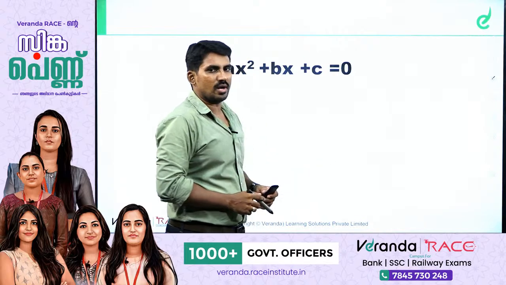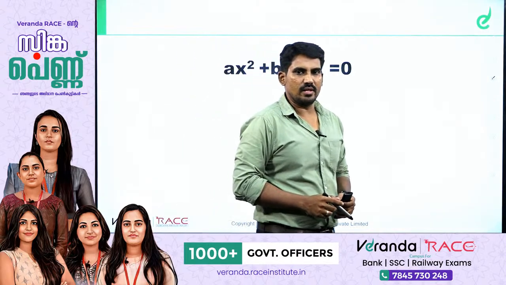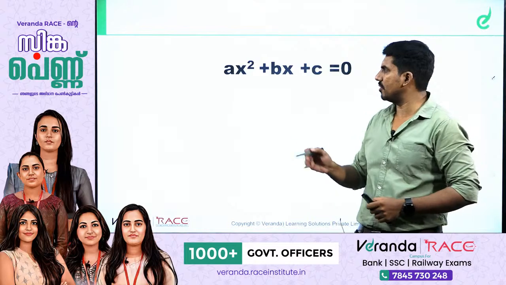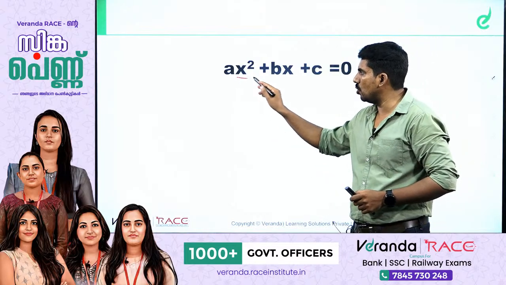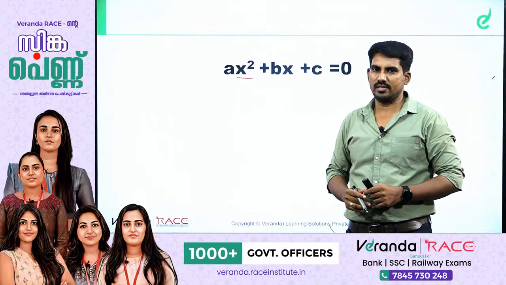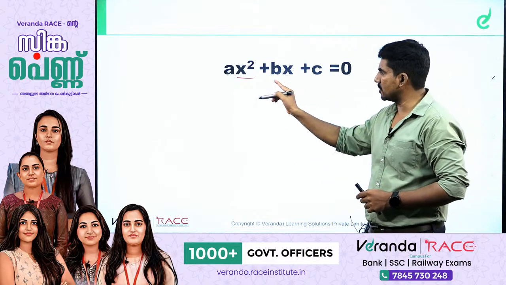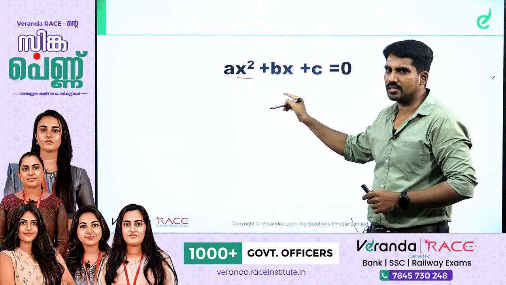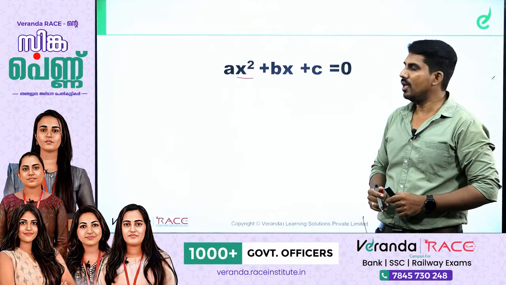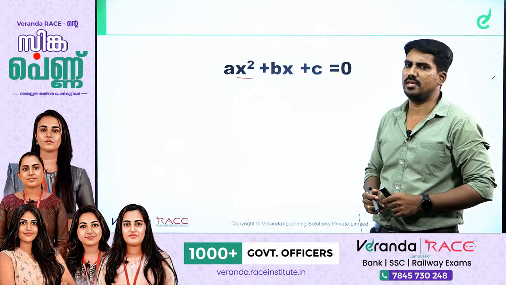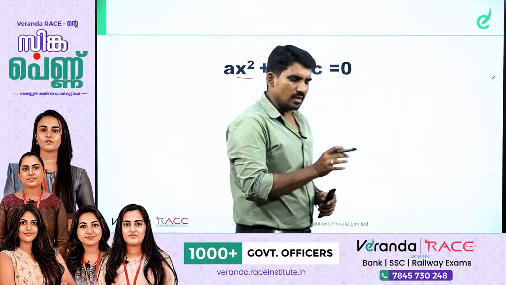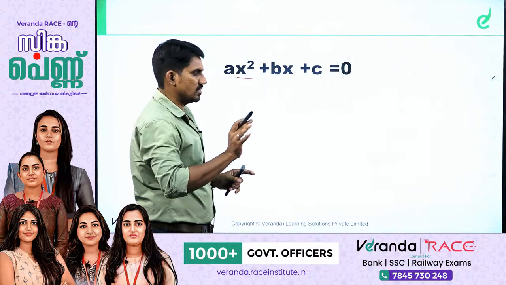Now what is a quadratic equation first? That is, the highest power of any equation is 2, that is called a quadratic equation. Now see the format of this equation: ax square plus bx plus c is equal to 0. In this format only they will give the questions.